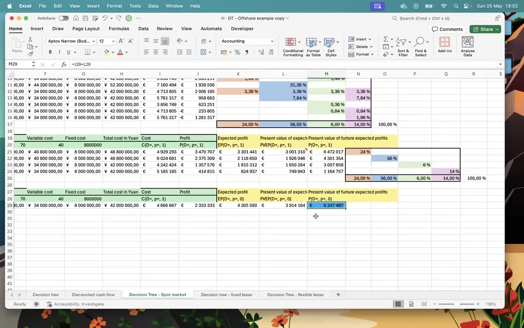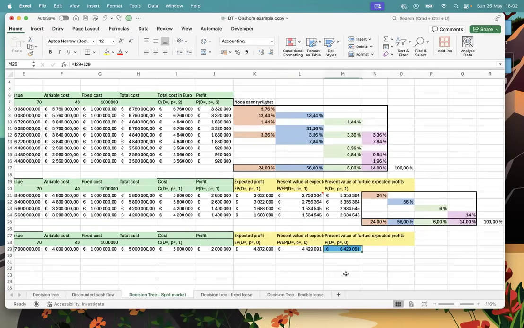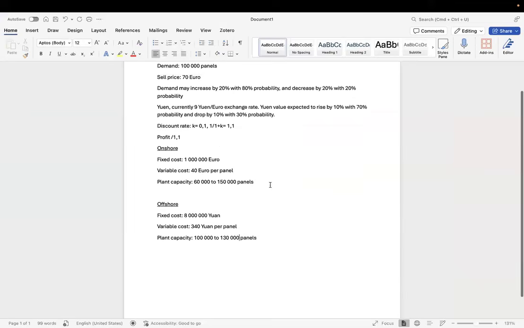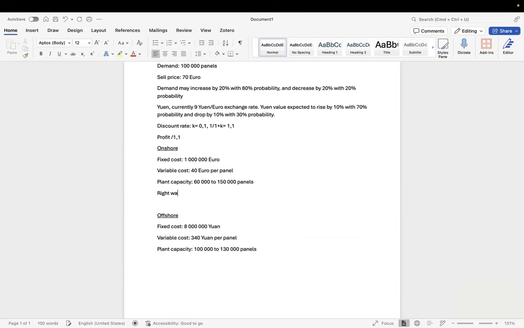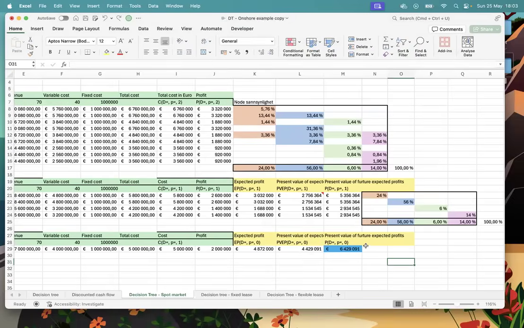And then lastly, we get a present value of future expected profits of 6,247,497 euros, which is lower than what our onshore was, which was 6.4 million. So in this example, the right thing to do is to have it onshore. So this is the answer. Yeah, that was that question.